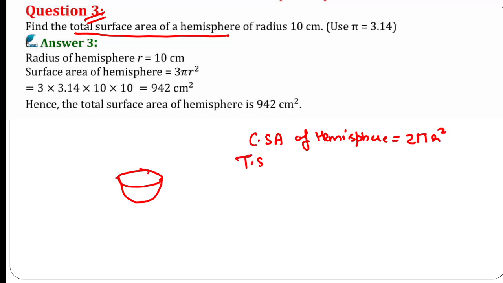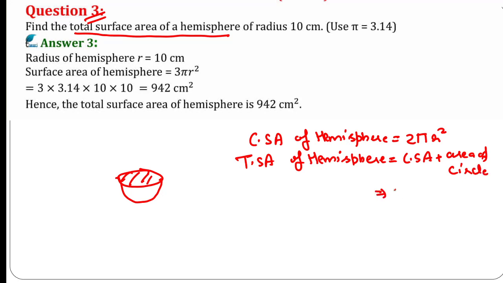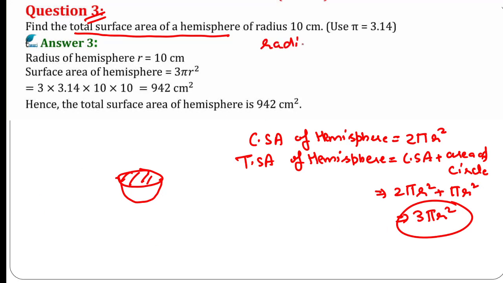But the total surface area of the hemisphere involves this curved surface area plus this area of the circle. So it will become 2 pi r square plus the area of circle, pi r square. On adding it will become 3 pi r square. So this is the formula for the total surface area of a hemisphere. Here the value of radius is given, that is 10 centimeter.